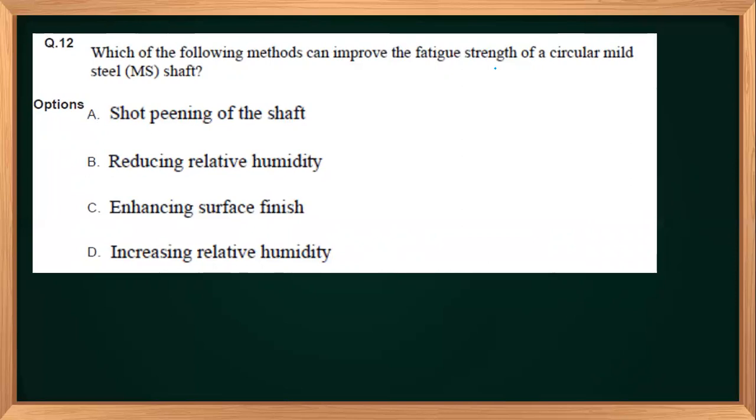Which of the following methods can improve the fatigue strength of a circular mild steel shaft? Okay, so this is also a multiple selection question. Fatigue strength of the mild steel shaft. In a shaft, you can see what kind of loading is happening. Shafts are generally used for transmitting power, right? So it will be externally connected to any of the rotating parts, right?